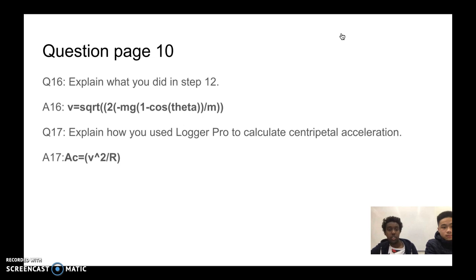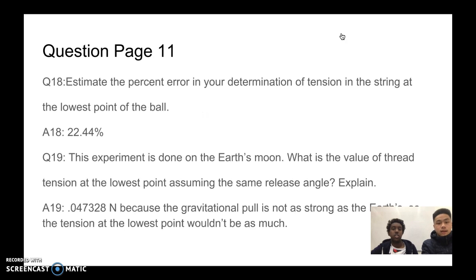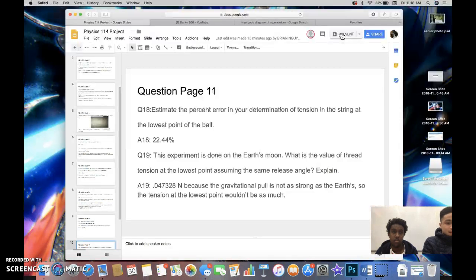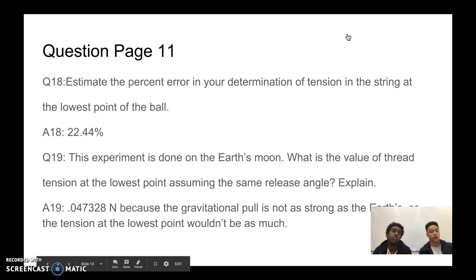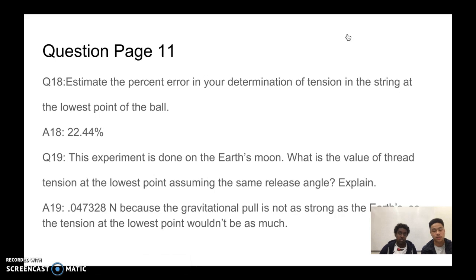Question 17, explain how to use Logger Pro to calculate the centripetal acceleration. We used the given equation a_c equals v squared over r. These numbers could be found in the equation. And estimate the percent error in our determination of tension in the string at the lowest point of the ball. So we had 22.44% by doing 9.8 divided by the 4.43, which is the experimental, and then the accepted divided by the experimental. And then we multiply that by 100, and we got 22.44%.